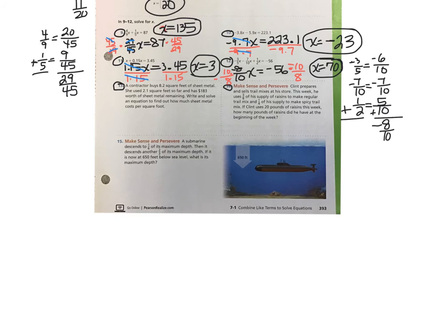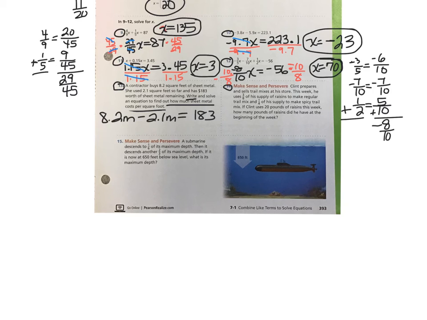All right, for number 13, it tells us that a contractor buys 8 2/10 square feet of sheet metal, and she used 2 1/10 square feet so far, and has $183 worth of sheet metal remaining. So we need to first decide what is the equation we're trying to solve before we try to solve it, which is to find out how much does sheet metal cost per square foot, okay?